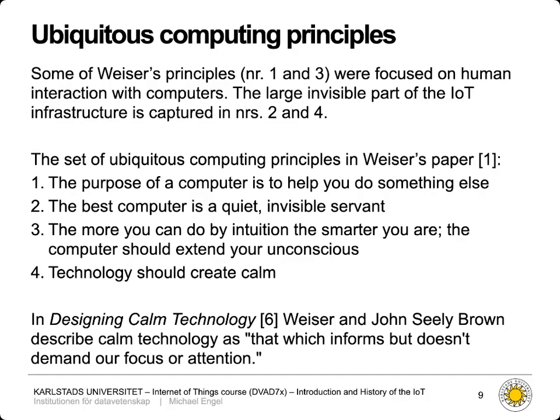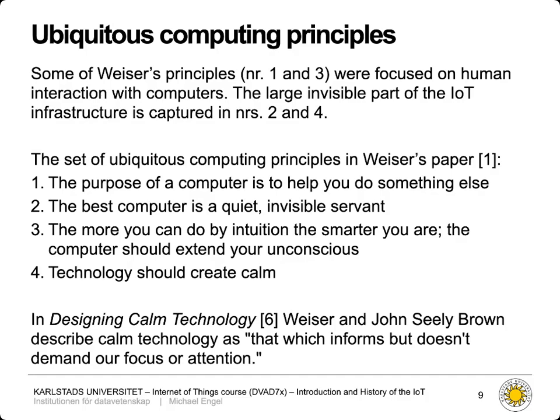So these principles include first, the purpose of a computer is to help you do something else. So a computer is not a purpose in itself, but you just use it as a tool, like you use a screwdriver or a hammer or something like that. It just can do much more complex tasks than a screwdriver can do. Number two is the best computer is a quiet, invisible servant. So it shouldn't take your attention away from the things you're going to do. It should just react. It should probably react predictably and, of course, reliably.